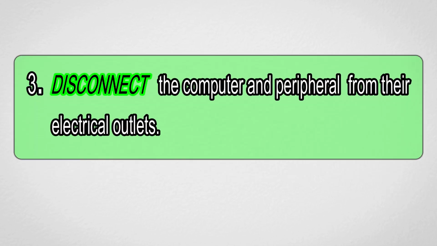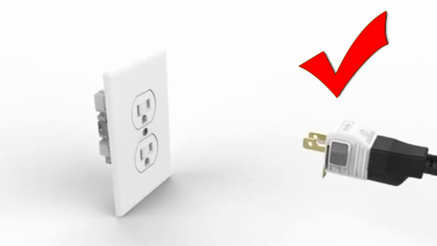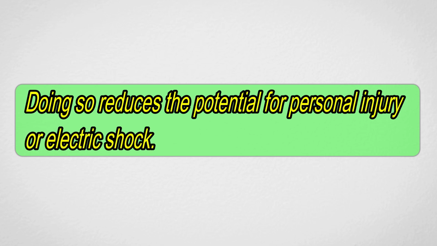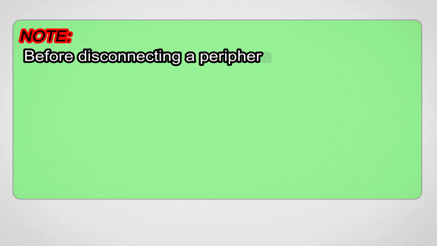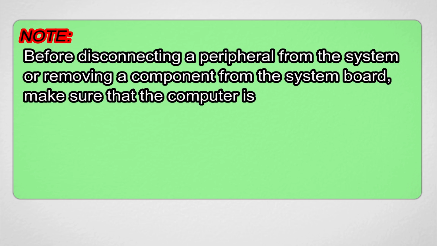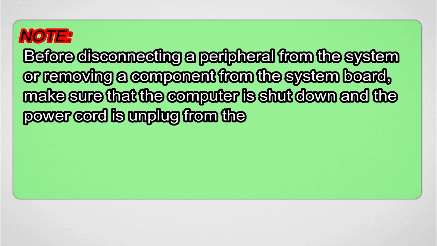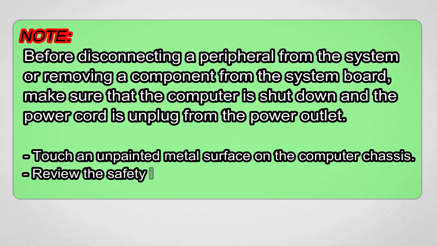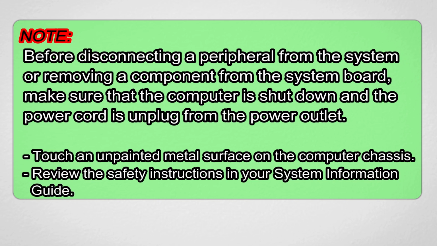Number 3. Disconnect the computer and peripherals from the electrical outlets. Also disconnect any telephone or telecommunication lines from the computer. Doing so reduces the potential for personal injury or shock. Keep in mind that before disconnecting a peripheral from the system or removing a component from the system board, make sure that the computer is shut down and the power cord is unplugged from the power outlet. While you work, periodically touch an unpainted metal surface on the computer chassis to dissipate any static electricity that might harm internal components. In addition, it is recommended that you periodically review the safety instructions in your System Information Guide.